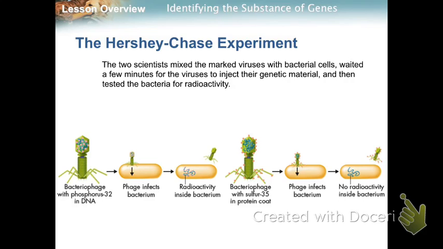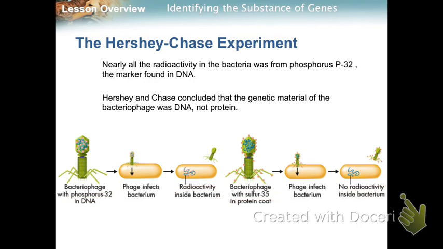A couple of different results happened. So here we have the bacteriophage with the radioactive DNA. After the infection, radioactivity was found inside the bacterium. On the right, we have sulfur in the protein coat, and the bacteria was not radioactive. The radioactivity in the bacteria was found from phosphorus, the marker found in DNA. So they concluded, along with Avery, that the genetic material of the bacteriophage was DNA, not protein.